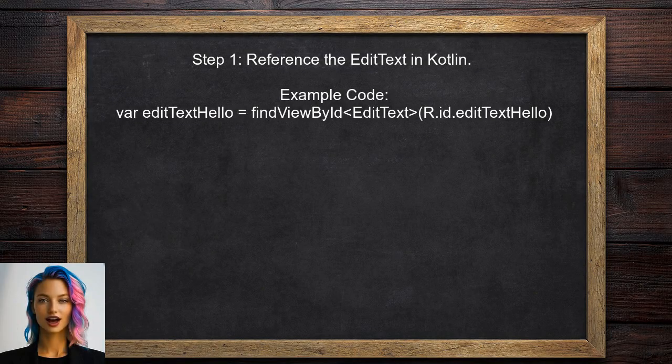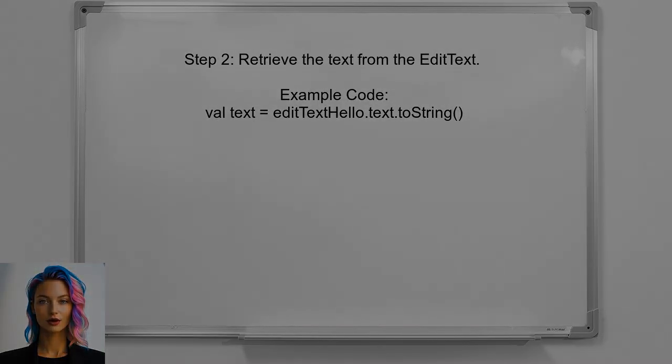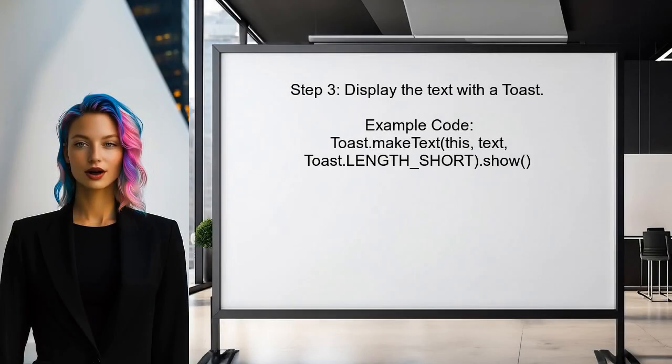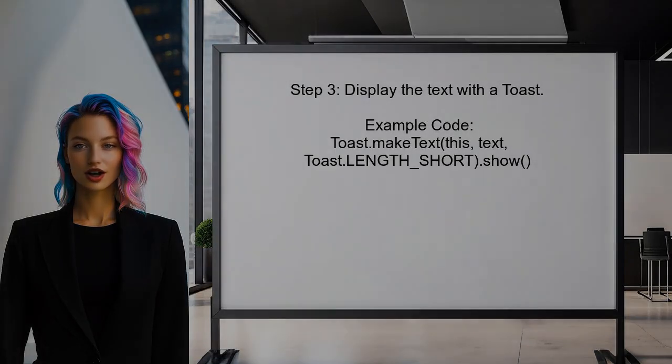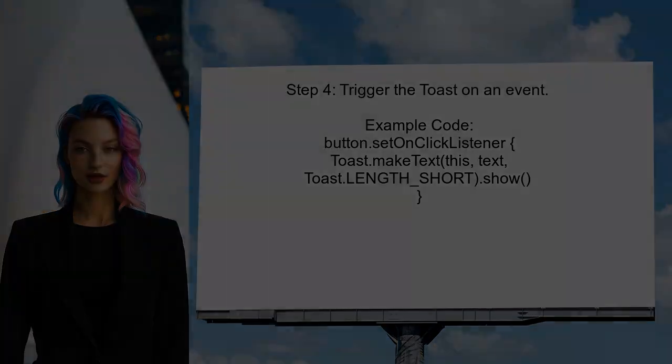To get the text from an EditText in Kotlin, the user should first ensure they have correctly referenced the EditText in their activity. This can be done using the findViewById method. Next, the user needs to retrieve the text from the EditText. This is done by calling the text property and converting it to a string. Now the user can display the retrieved text using a toast message. This is done by using the Toast.makeText method. Finally, the user should ensure that they are calling this code in response to an event, such as a button click, to see the toast message when expected.